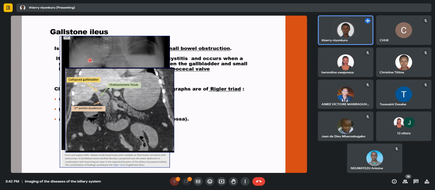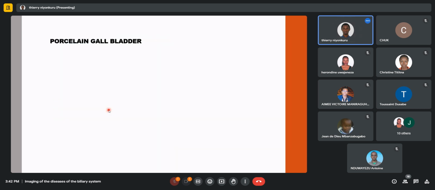On this coronal image, we can visualize this collapsed gallbladder. We can see the second portion of the duodenum, and we can see the cholecystoenteric fistula, where the gallbladder is joining the second portion of the duodenum, where the gallstone will pass through to get into the bowels.